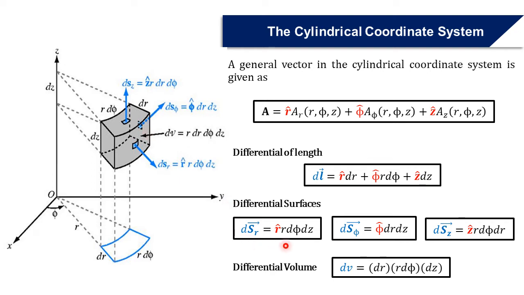For the differential volume, ganun pa rin naman. Sa Cartesian plane, we have dx, dy, dz. Sa cylindrical naman, we have dr times r d phi times dz. Yan. Yan ang ating general equation sa cylindrical coordinate system. Okay? Next.